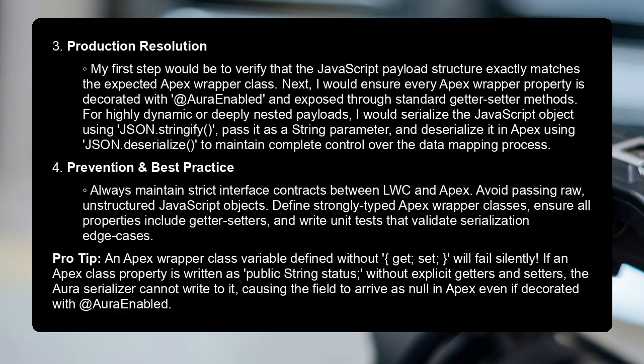4. Prevention and best practice. Always maintain strict interface contracts between LWC and Apex. Avoid passing raw, unstructured JavaScript objects. Define strongly typed Apex wrapper classes. Ensure all properties include getter-setters, and write unit tests that validate serialization edge cases. Pro tip: an Apex wrapper class variable defined without get, set, will fail silently. If an Apex class property is written as public String status, without explicit getters and setters, the Aura serializer cannot write to it, causing the field to arrive as null in Apex, even if decorated with @AuraEnabled.